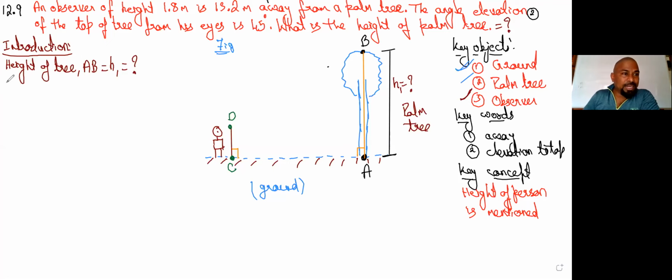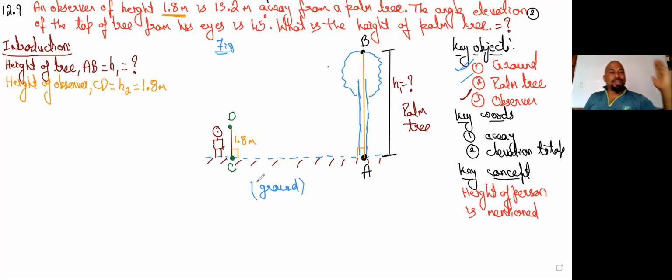Now let us label it. Height of the observer, we took it as CD. He has given the height of the observer as 1.8 meters. I would like to take it as H2, but he has mentioned the height, therefore I'm calling it 1.8 meters. Very good. So we got the height of the person, and we got the height of the palm tree.